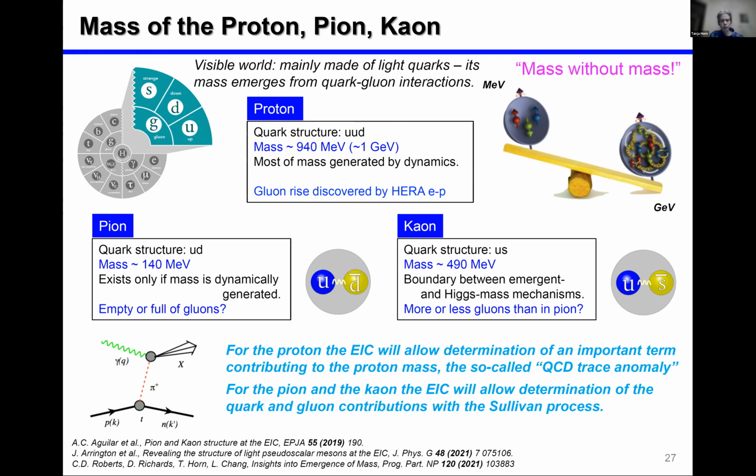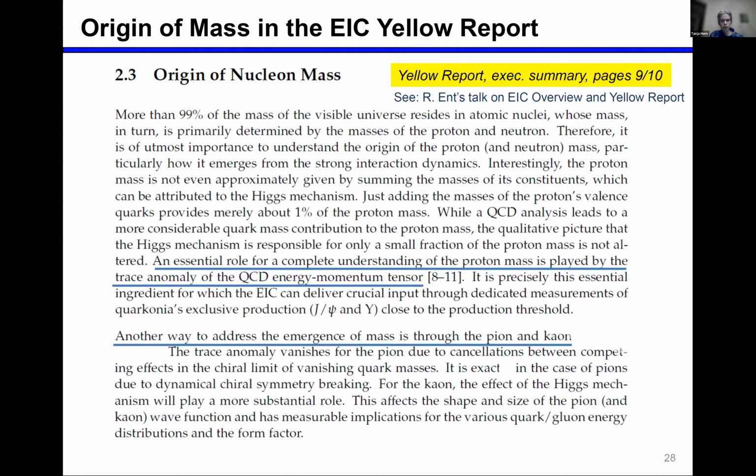This origin of nuclear mass was already mentioned also in the Yellow Report. In particular, again, there were these two questions. One is, of course, related to the proton mass and the trace anomaly of the QCD energy momentum tensor. Again, I will not say too much about it. I will focus on the part in the Yellow Report that says to address the emergence of mass through the pions and kaons.